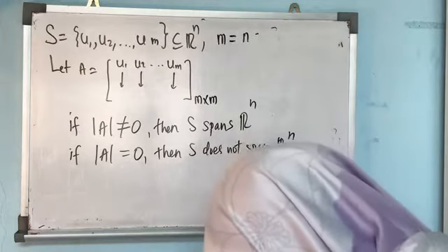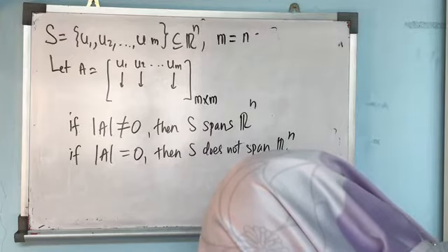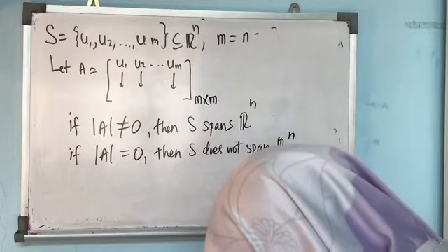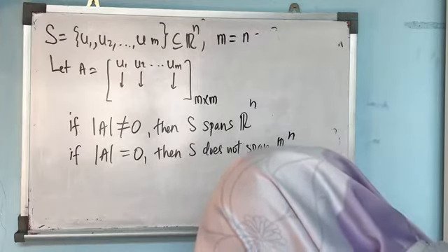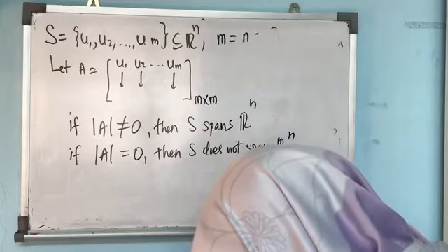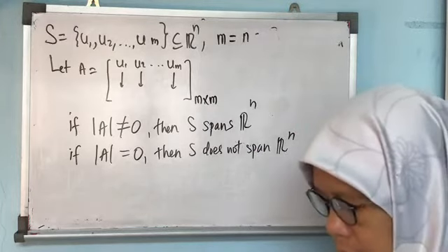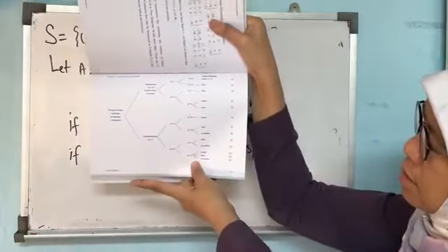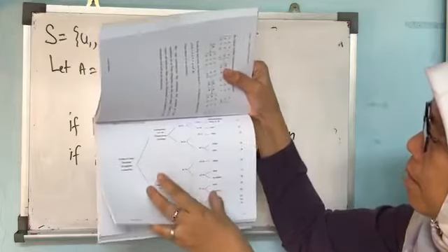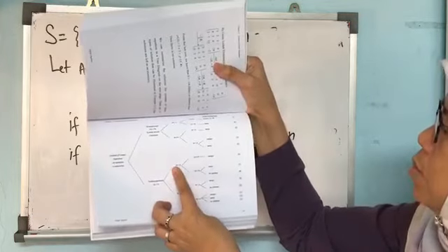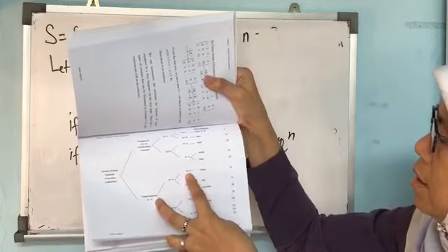Okay. If you look at page 3, system of linear equations, if you look at the 3 diagram, the case when M is N, and about the determinant, right?